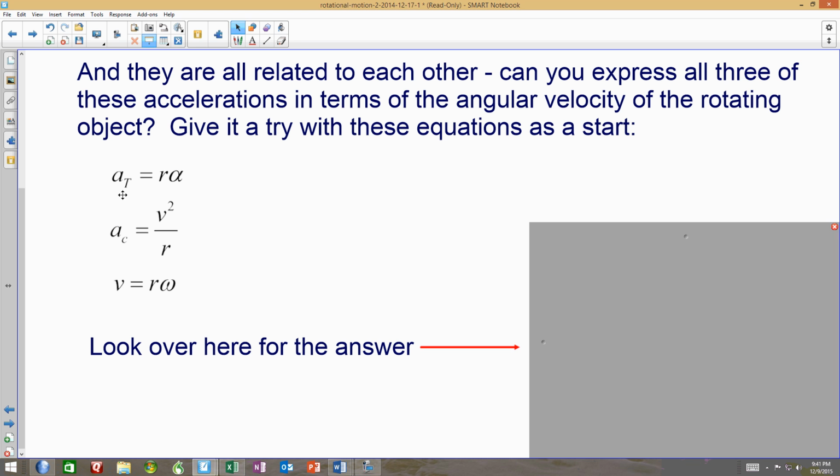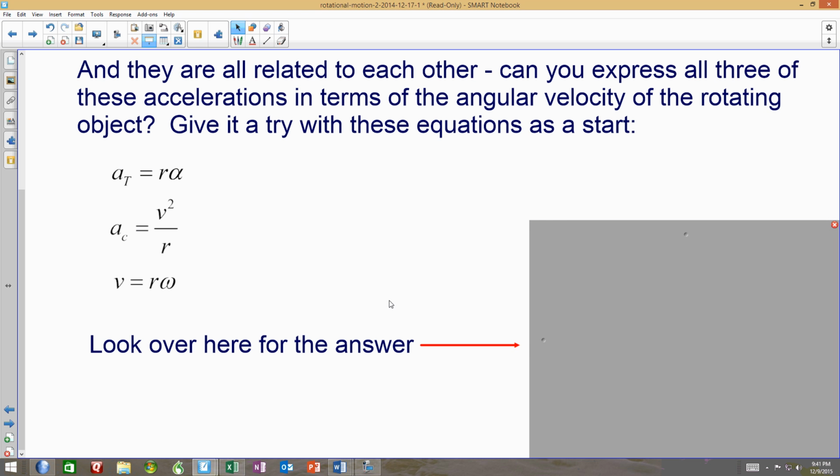So here we have the tangential acceleration is r alpha. The centripetal acceleration is v squared over r. And we know that the tangential velocity is equal to r omega. So go ahead and see if you can relate all of these to alpha. Okay, if you need more time, go ahead and pause the video.